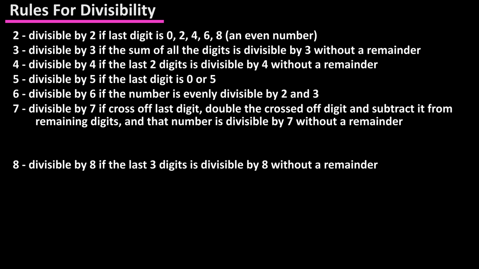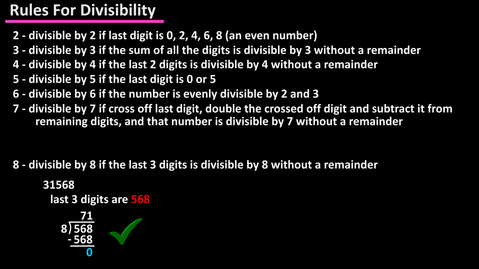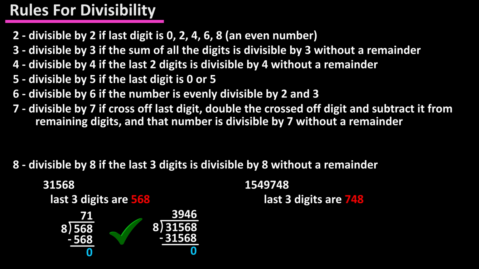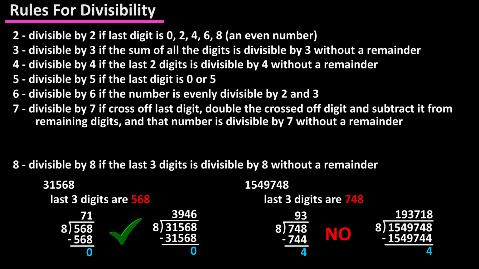A number is divisible by 8 if the last three digits are divisible by 8 without a remainder. For instance, the number 31,568. The last three digits are 568, so we divide 8 into that, and we see that there is no remainder. So 31,568 is evenly divisible by 8. And the number 1,549,748 has the number 748 as the last three digits. And this is not divisible by 8 as there is a remainder. So 1,549,748 is not divisible by 8.